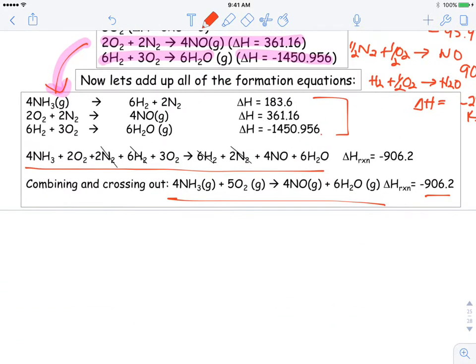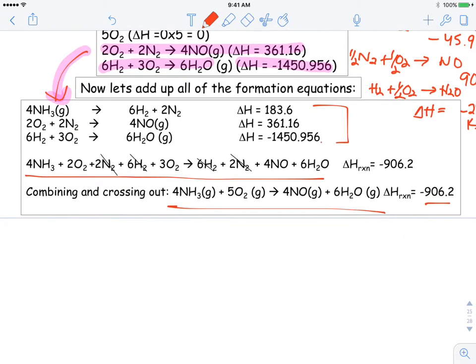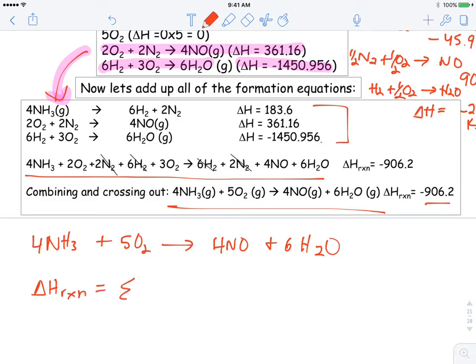So how would I do a shortcut for this? Well, it would look kind of like the following. If I have my overall reaction here that I write out, 4NH3 plus 5O2 yields 4NO plus 6H2O. The shortcut which you learned last year, which is based on this method, says that the delta H of the reaction is equal to the sum of the delta H of formation of the products minus the sum of the delta H of formation of the reactants.